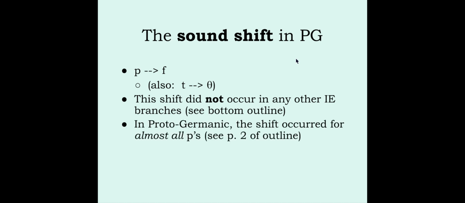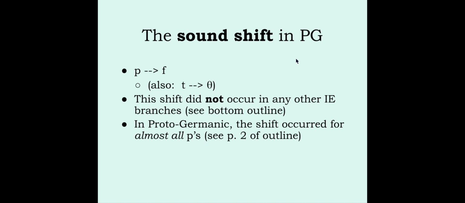And now notice, furthermore, if you go on to page 2 of the outline, there you can see that these are just some samples, that the P's changed to F's in other words as well. And in fact, by comparing different Germanic languages, we can see that in Proto-Germanic, this shift must have occurred for almost all P's. That is, they started pronouncing all their P's as F's, except in certain special conditions.